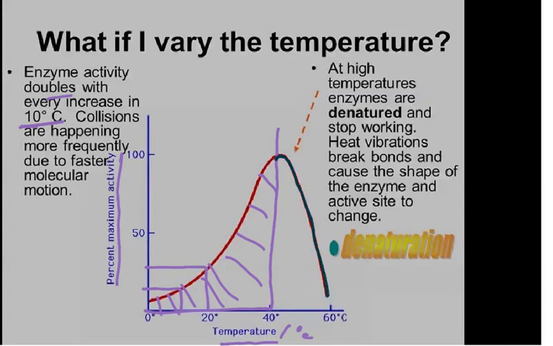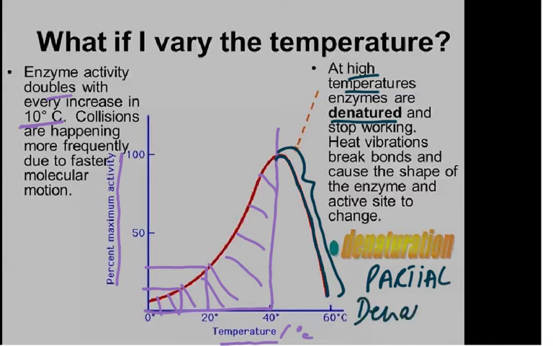And this is because at higher temperatures above the optimum, the enzymes are denatured, though it's not complete denaturation. That is why we call this partial denaturation, because still the reaction is taking place, but it is slowing down. So this is called partial denaturation, and the rate is decreasing. Why? Because the heat breaks the bonds and causes the shape of the enzyme and the active site to change, so the substrate no longer fits.